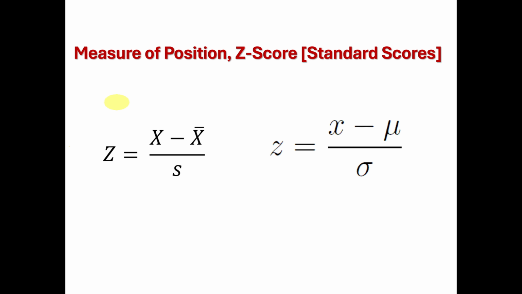This formula is for the sample. Both formulas are for the z-score, but when we are doing the z-score for a sample, we will use this formula: z equals x minus mean divided by standard deviation. This formula is for the population. Most of the questions are usually about the population, so you will use this formula most of the time: x minus mu divided by standard deviation.